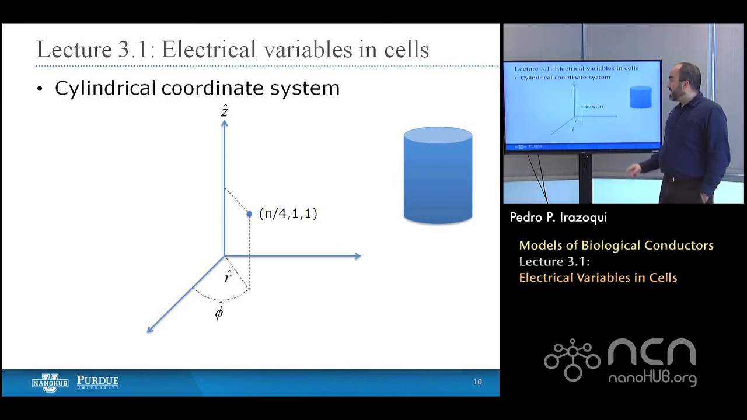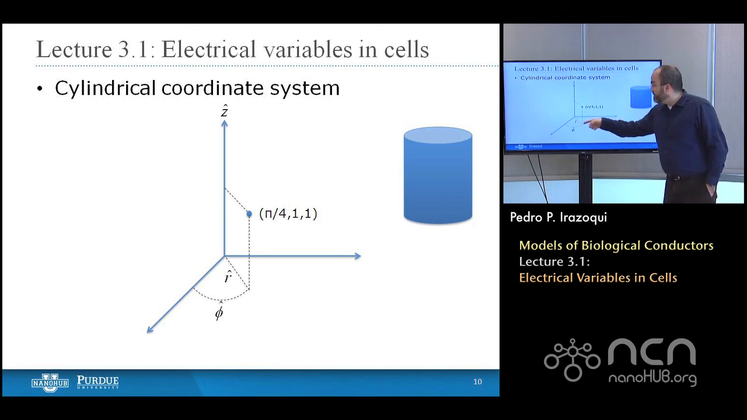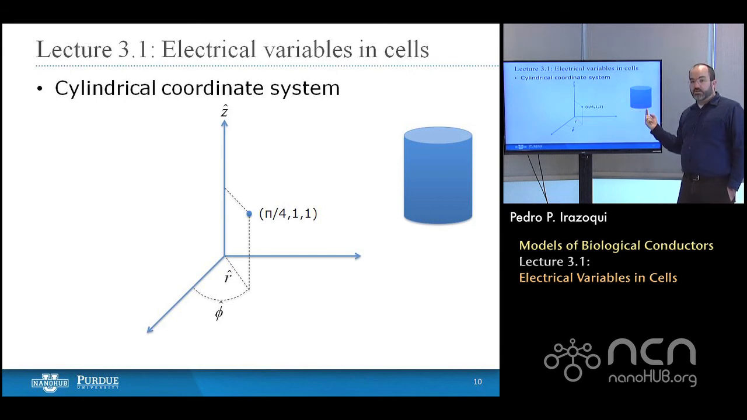It's the elevation. And this is very nice for describing a cylindrical object because variations in phi go around the circumference of the cylinder. Variations in R move from the inside of the cylinder to the outside of the cylinder. And variations in z move along the length of the cylinder.